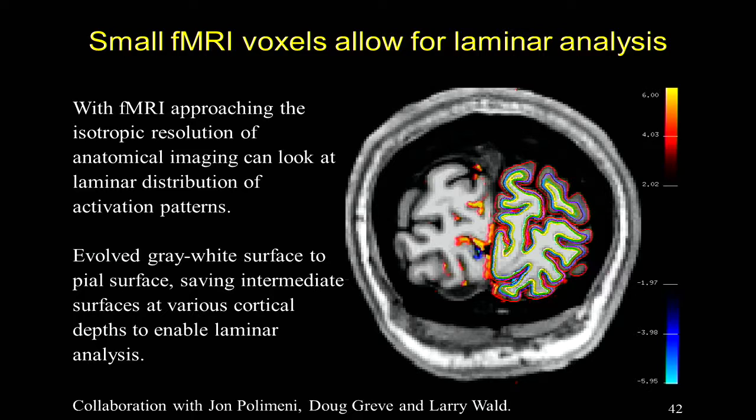With voxels going down to a millimeter and below, we're starting to be able to probe not just where am I across the brain, but where am I within the cortical ribbon? Am I in deep cortex? Am I in superficial cortex? This is joint work with John Polimeni and Larry Wald. We've been working to extend the cortical surface models in order to allow this type of laminar analysis. At the moment, we're not just modeling the gray-white boundary shown here in yellow and the pial surface in red, but we evolve a family of surfaces between them that allow us to sample at different cortical depths.